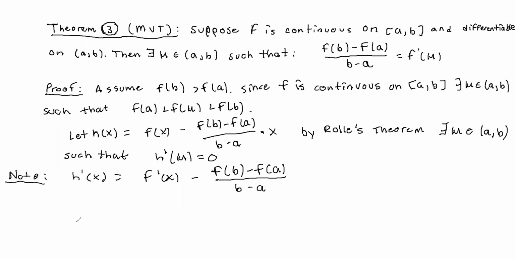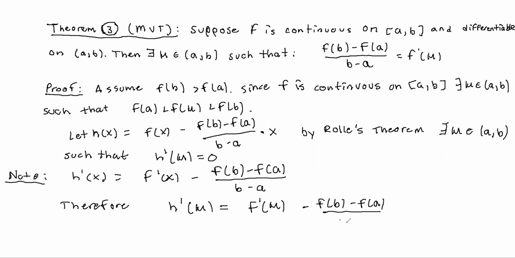So therefore, h prime of mu equals f prime of mu minus f of b minus f of a over b minus a. And we know that's equal to 0, so equal to 0.